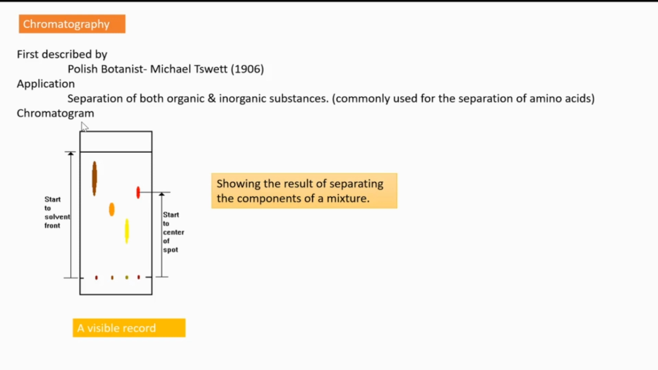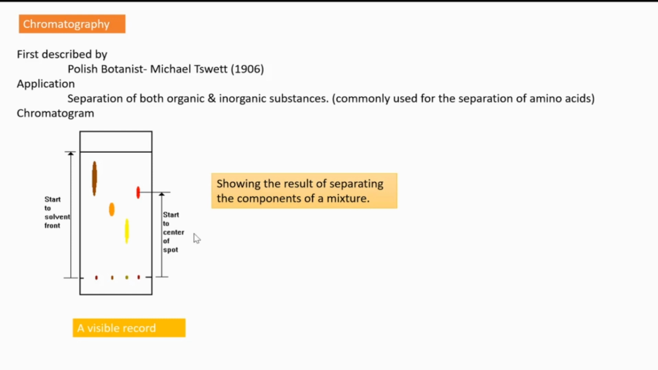What is chromatogram? It's usually a visible record. Visible record means we can see the result there. A visible record. Record of what? It shows the result of separation. Separation out of a mixture. A chromatogram is a visible record of the result of a separation out of a mixture.